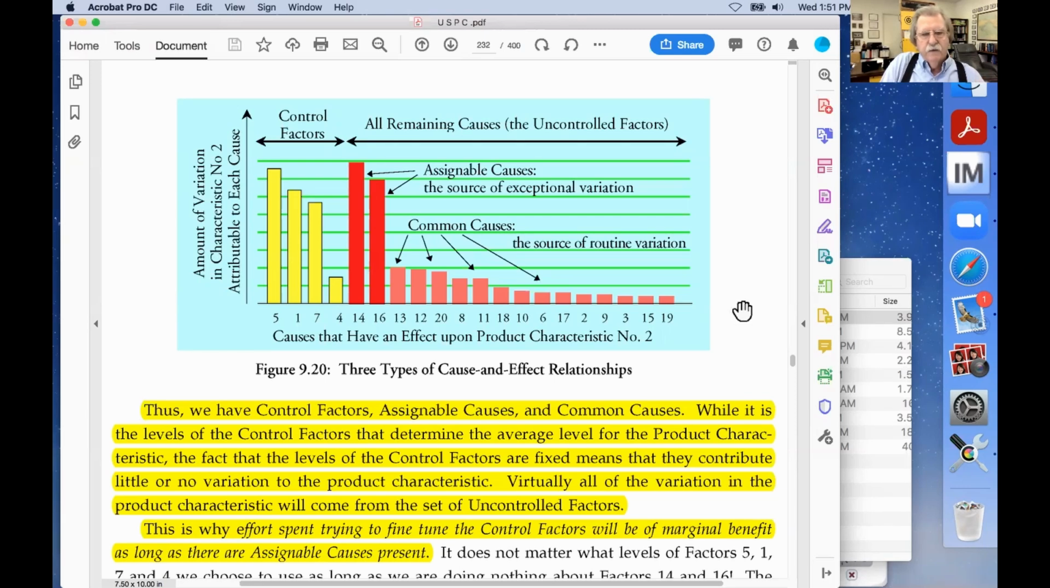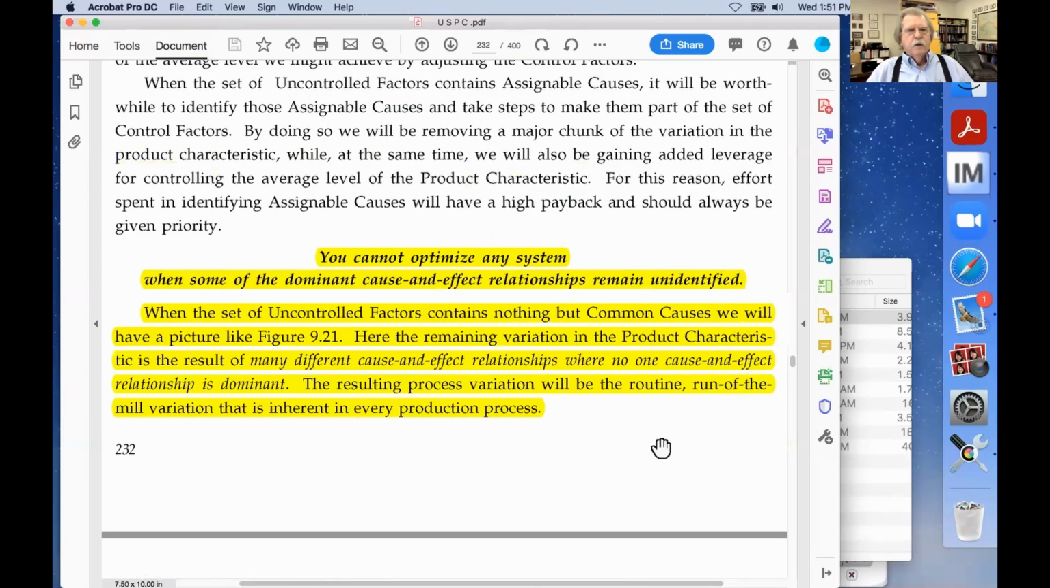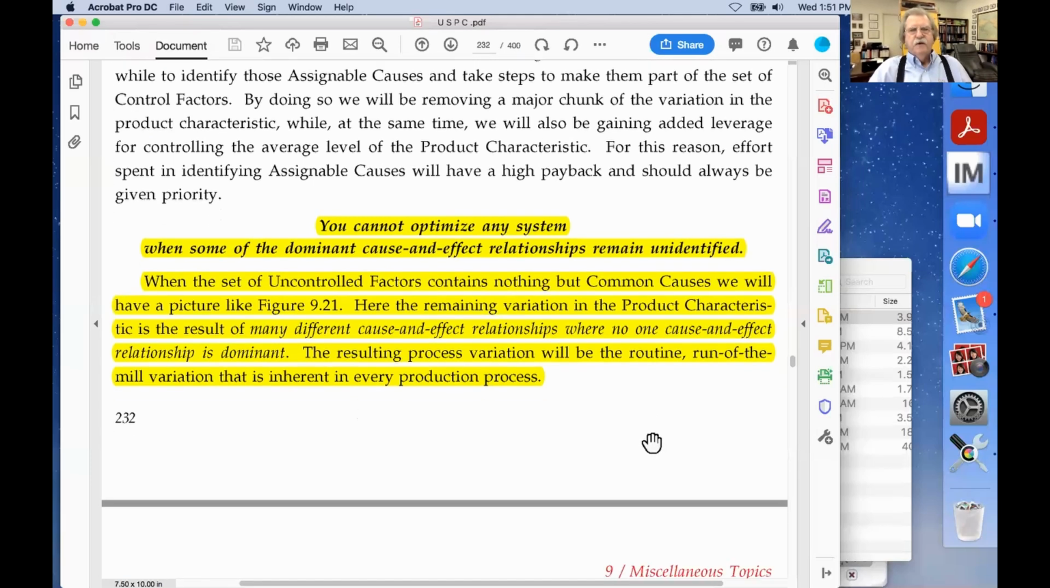And this is why effort spent trying to fine-tune the control factors will be of meaningless or very marginal benefit as long as there are assignable causes present. You can play with 5, 1, 7, and 4 all you like. It's 14 and 16, they're going to pull your process around. You cannot optimize any system when some of the dominant cause and effect relationships remain unidentified. When the set of uncontrolled factors contains nothing but common causes, we'll have a predictable process. And that's the picture on the next page.